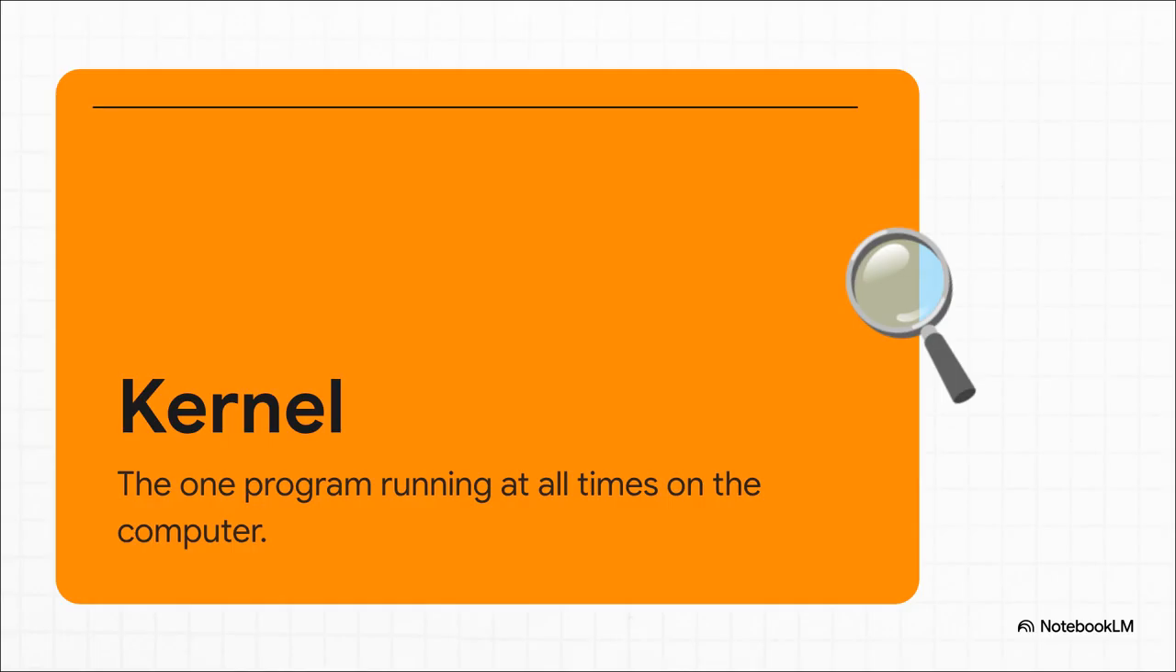So the crucial point is the concept of the kernel. The kernel is the one central program running at all times on the computer, right from the moment you turn it on. Basically, anything that isn't the kernel is either a system program or an application program. This is the most traditional, foundational definition of an operating system.